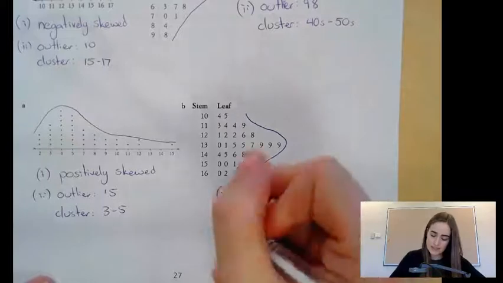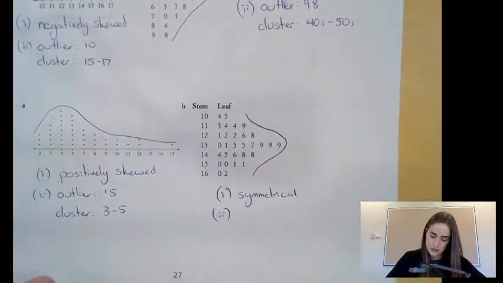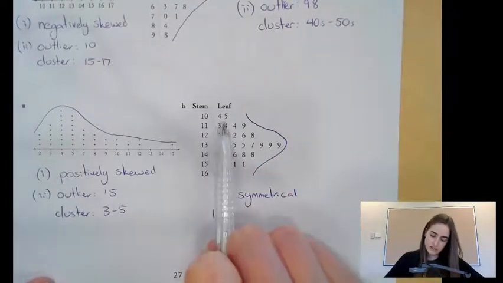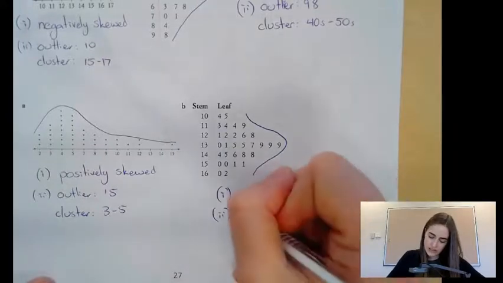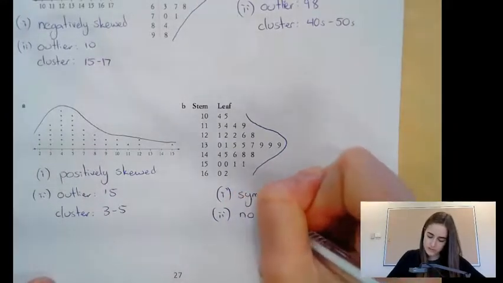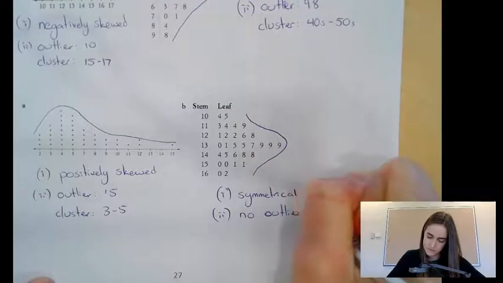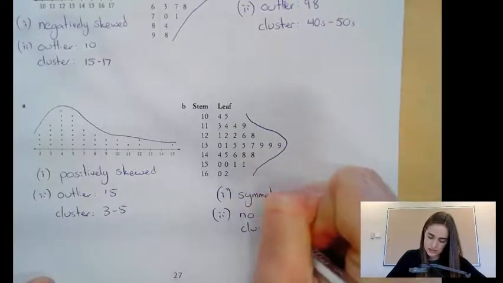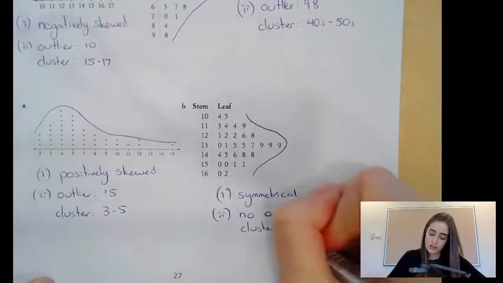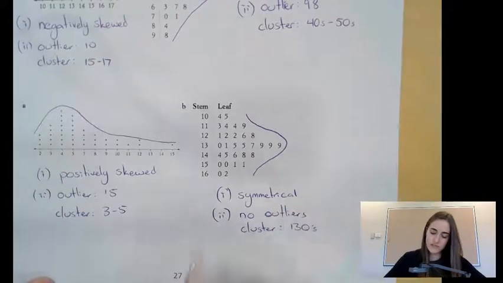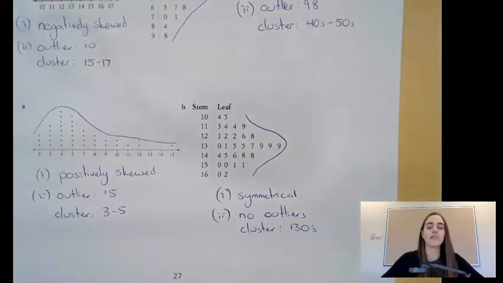And then we're also asked to look for outliers and clusters. So our outliers, it doesn't really look like there are any to me, so no outliers. And the clusters, I'm going to say in the 130s because that's my tallest one there. So that's having a look at how we can describe the shape of a data set.